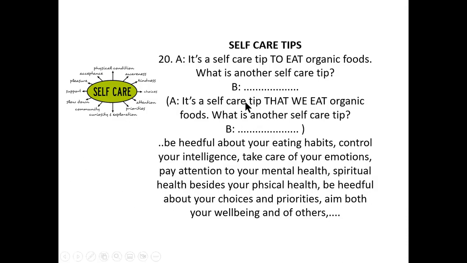Okay, now this is also a golden principle. Noun that, a sentence, a clause, that clause. It's a self-care tip that we eat organic foods. So how will it go on and on? It will go on like this. It's another self-care tip that, B changes into R, we are heedful about our eating habits. Here, it's another self-care tip that we control our intelligence.